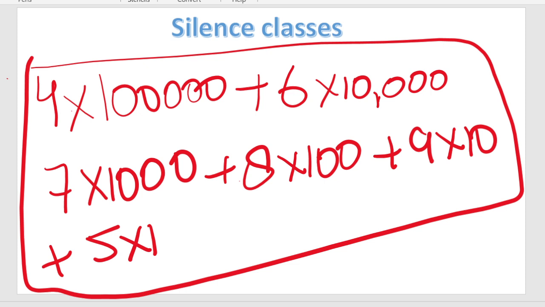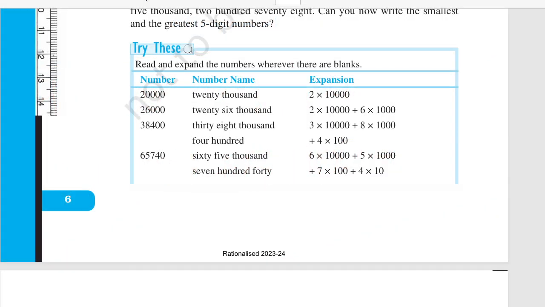So you can take a screenshot, or if you want you can note it down. Okay, let's try the next questions which are given to you. Let's try these.